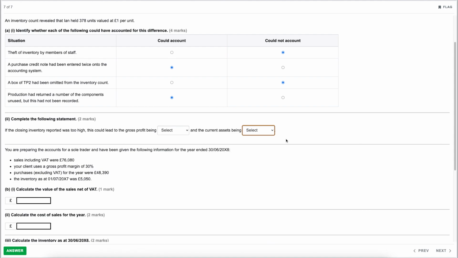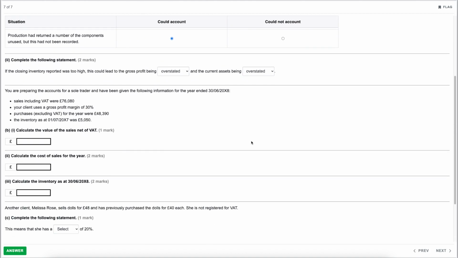So if your cost of sales is too low, that would mean that your gross profit would be overstated. Similarly, if your closing inventory was reported too high, the current assets, considering closing inventory forms part of your current assets, this would also be overstated. Often one in an exam that you might need to just think through in your head, that one. Take a couple of minutes on it. It's only worth 2 marks, but take a couple of minutes if you do get one similar to that to just think it through as part of that cost of sales process.